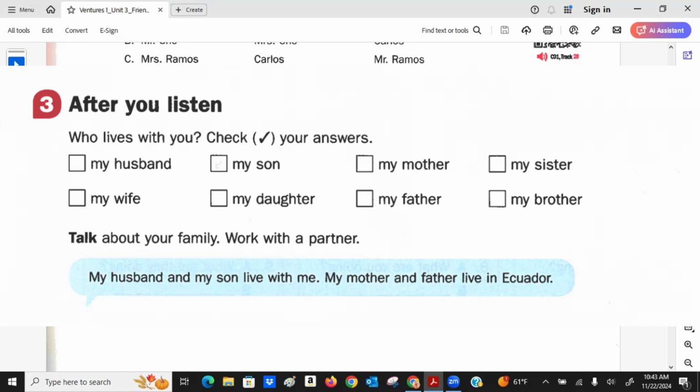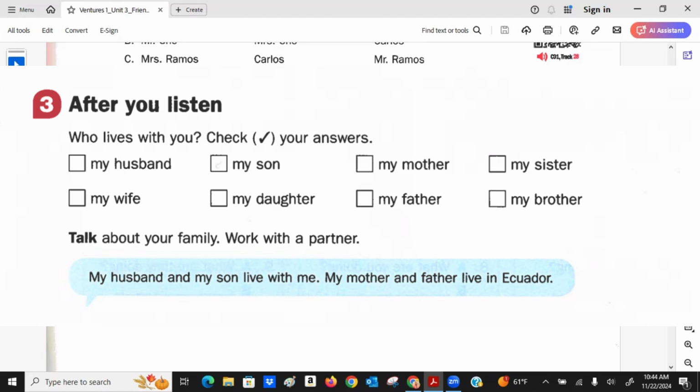I'm going to repeat them one more time because I want you to repeat after me. Okay, so I'm going to give you time to repeat. Let's do it. My husband, my son, my mother, my sister, my wife, my daughter, my father, my brother.